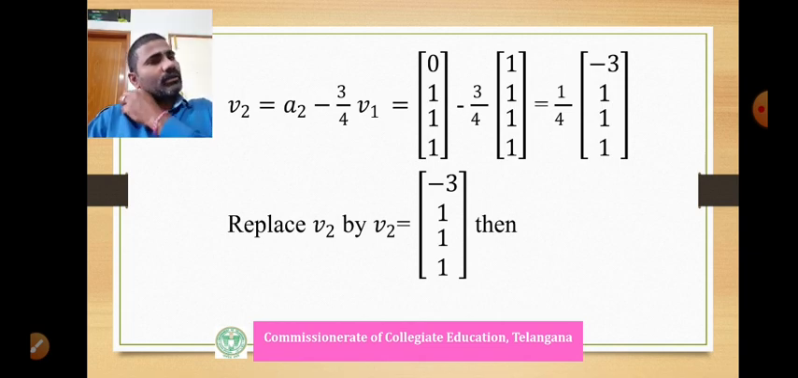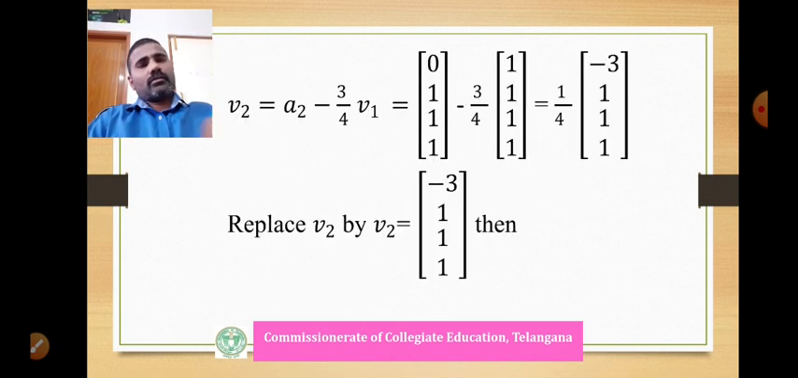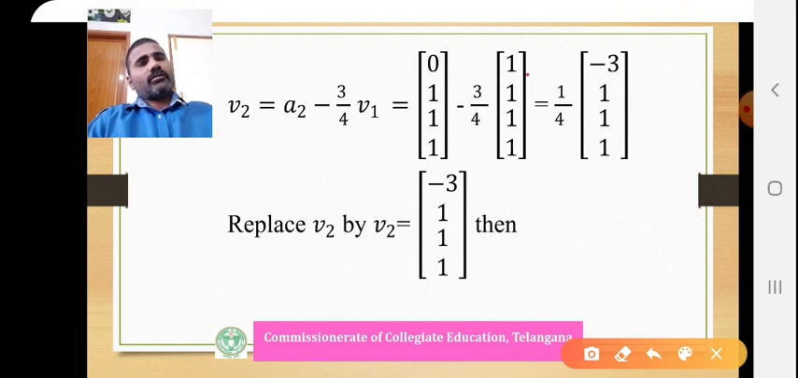This is perpendicular to V1. What is V1? This is nothing but V1. Immediately we have to check whether this is correct or not. These two are perpendicular, V1 and V2 are perpendicular. Minus 3 plus 1 plus 1 plus 1. The dot product of these two will become 0.